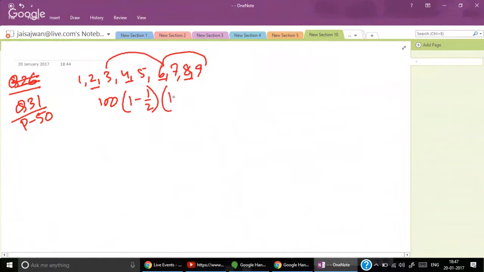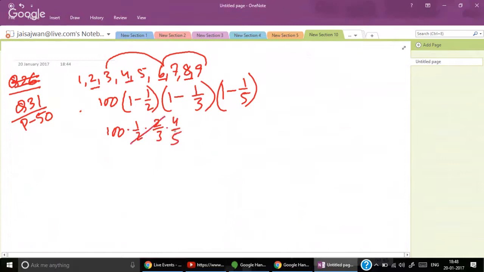Out of those 50 numbers, every third number is a multiple of 3. I will also eliminate that. And similarly, every fifth number is also, because the number is starting from 1, that is the reason why I can do it. Had the number been in between, it would have been a difficult task for us. So into half, it is 2/3, it is 4/5. I'll cancel it.